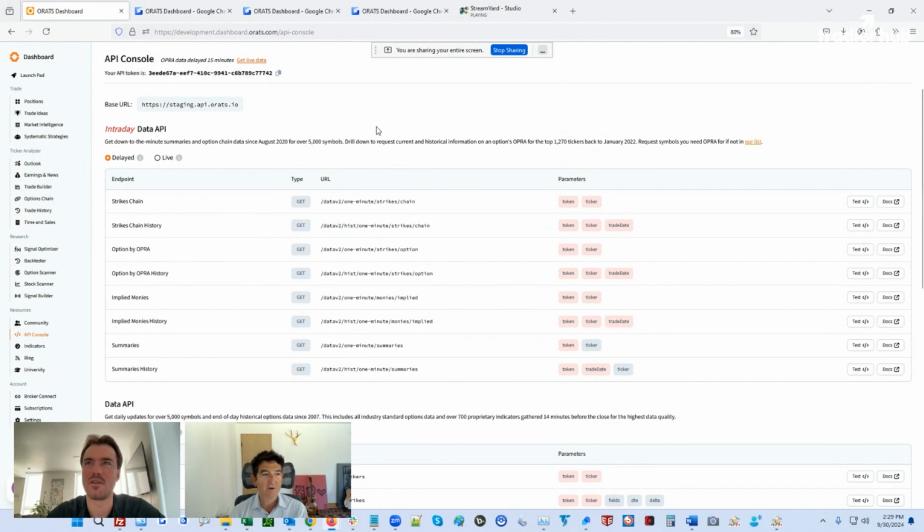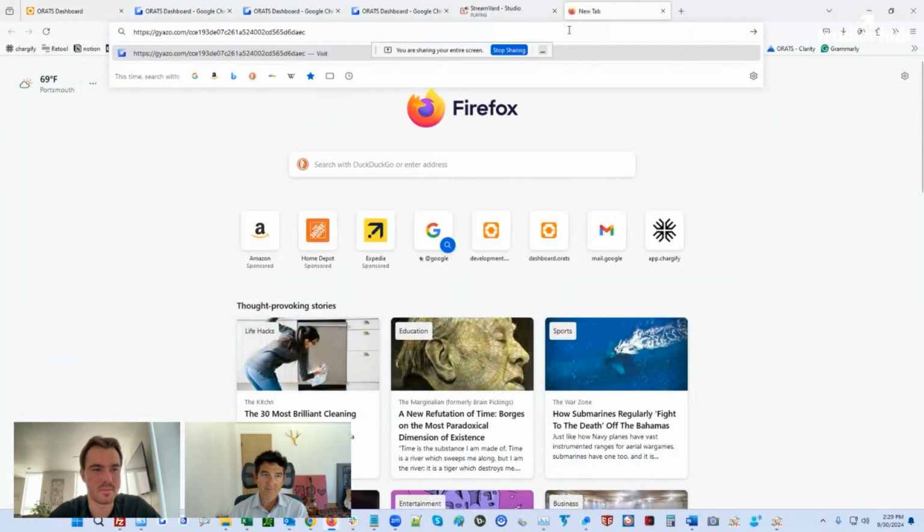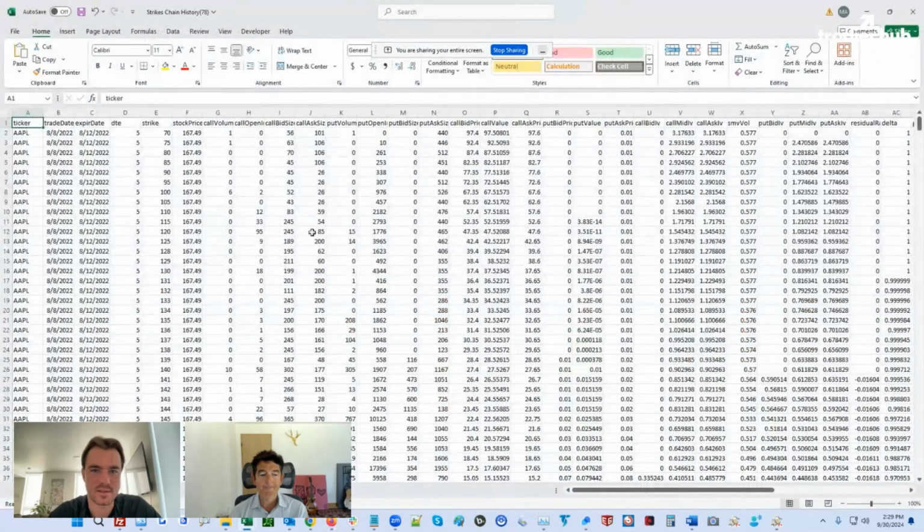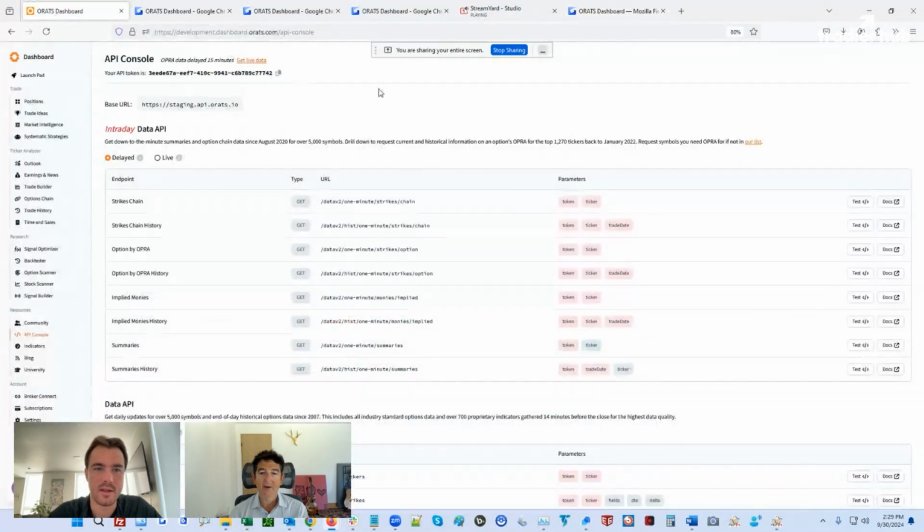Yeah, it's hard for anybody else to supply this depth of history and the breadth of symbols that we offer. Over 5,000 symbols you can query via the API, back to 2007 for near end of day data, and back to August 2020 for 1 minute granularity. Yeah, absolutely.